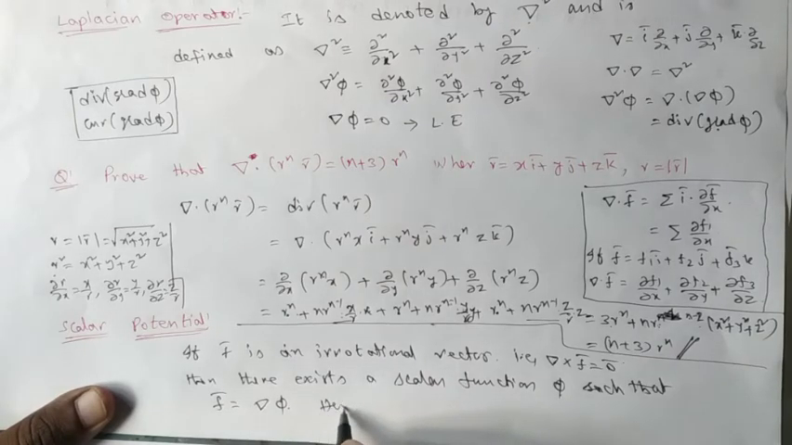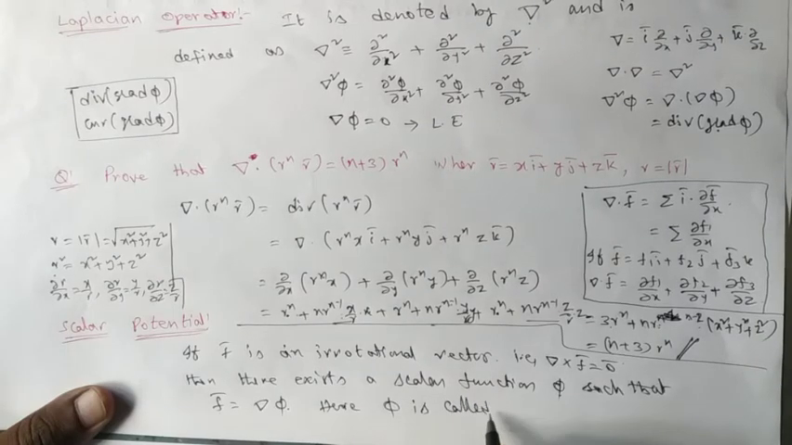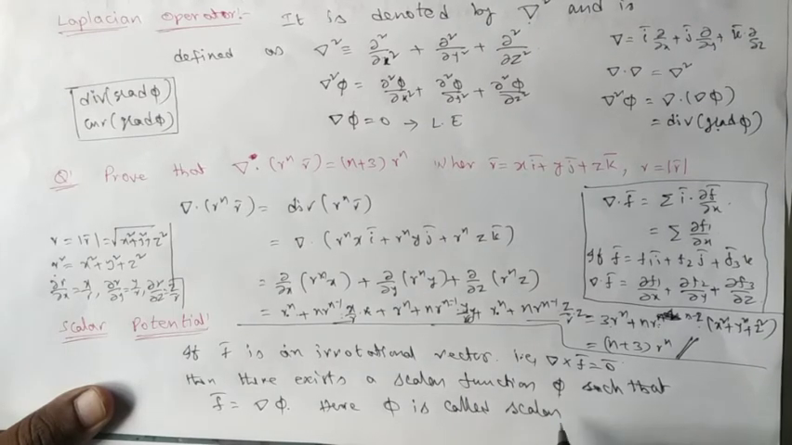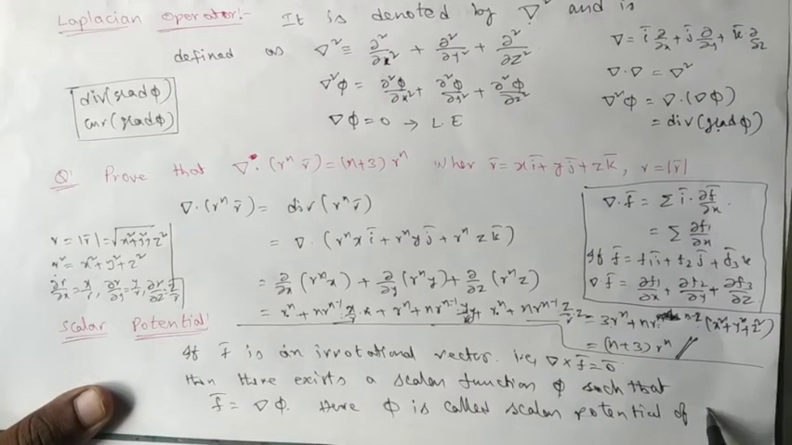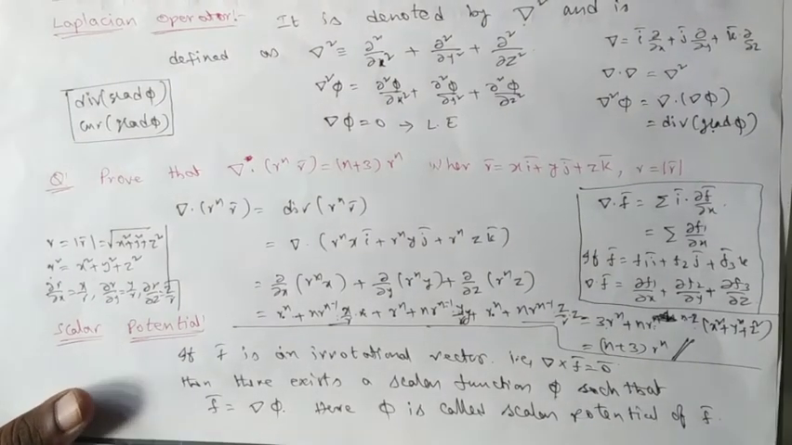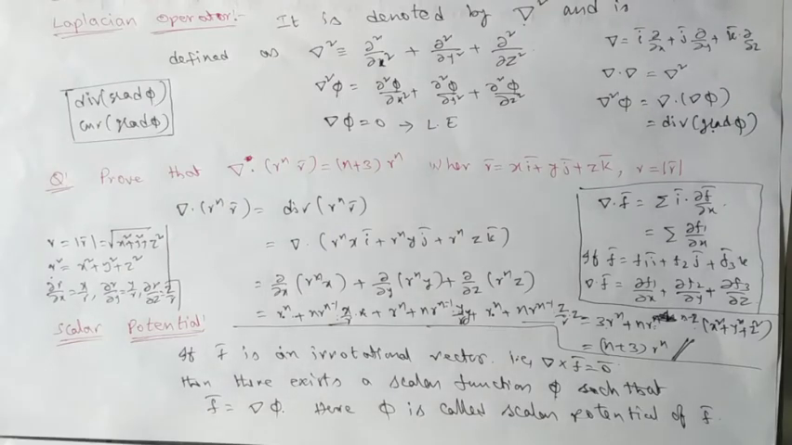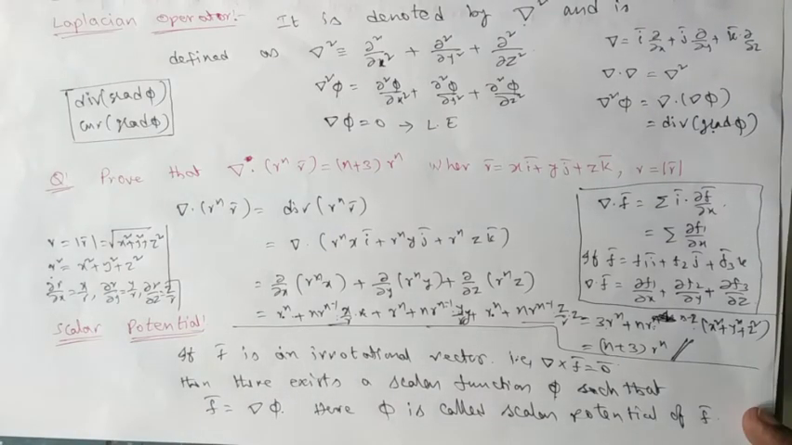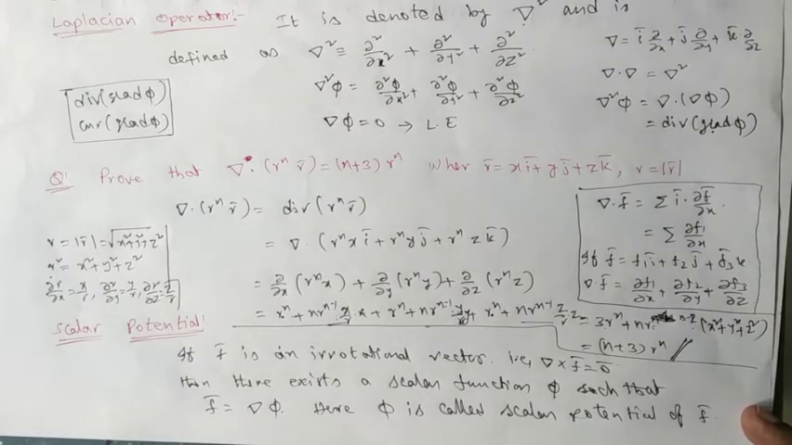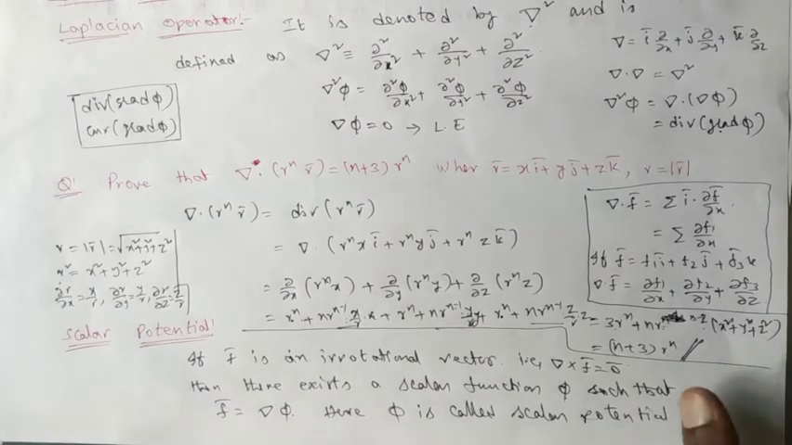Here phi is called the scalar potential of f̄. So if you want to find a scalar potential of a vector function f̄, make sure that f̄ is first irrotational; then only you can have a scalar potential for that vector function. So let us solve some more problems in this unit.